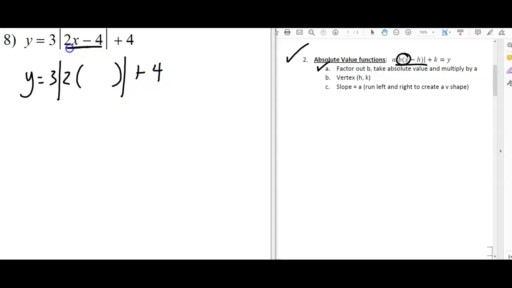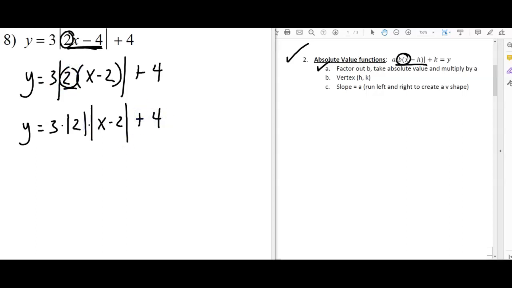What I want to do is I want to divide a 2 out of this expression here. So if I divide 2 out of 2x minus 4, I would be left with x minus 2. Okay, so what I've done is I've taken this number in the front and I've divided it out. The next thing we're going to do is we're going to take the absolute value of that number. So what's the absolute value of 2? In other words, we're going to separate this number from the rest of the absolute value. Well, the absolute value of 2 is 2, and 2 times 3 is 6. So that's the first thing that we're going to do.